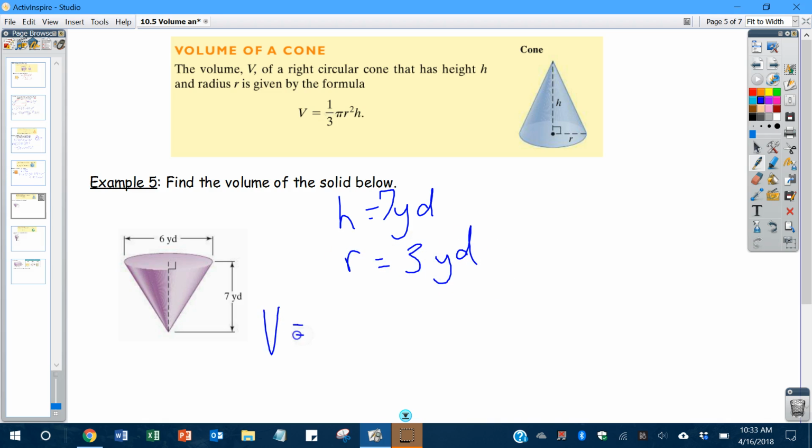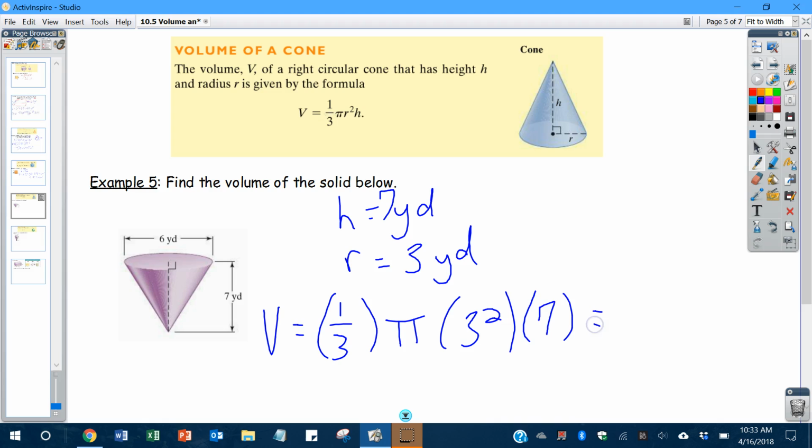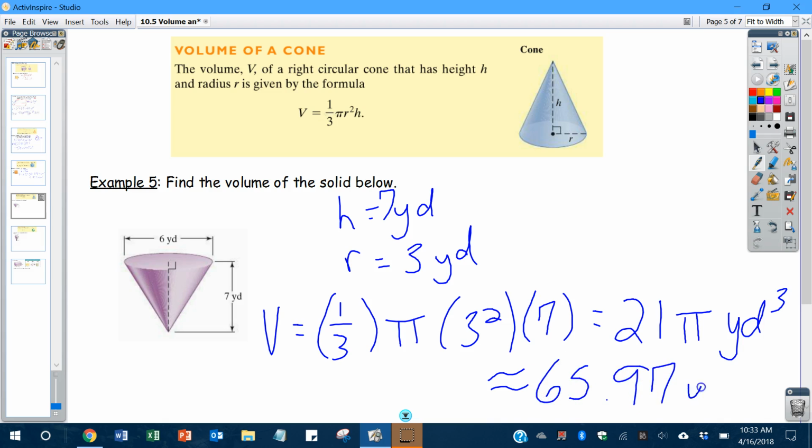And then we can use the volume formula. So the volume of this cone is 1/3 times pi times r squared times height. Which, if I wanted to, I could write as 21 pi, and then this will be in cubic yards. Or I could approximate that by multiplying 21 times pi and I'll get 65.97 cubic yards. Notice I'm using my little squiggly equal sign. It's approximately that. It's exactly this number where pi is 3.14 and a bunch of other stuff.